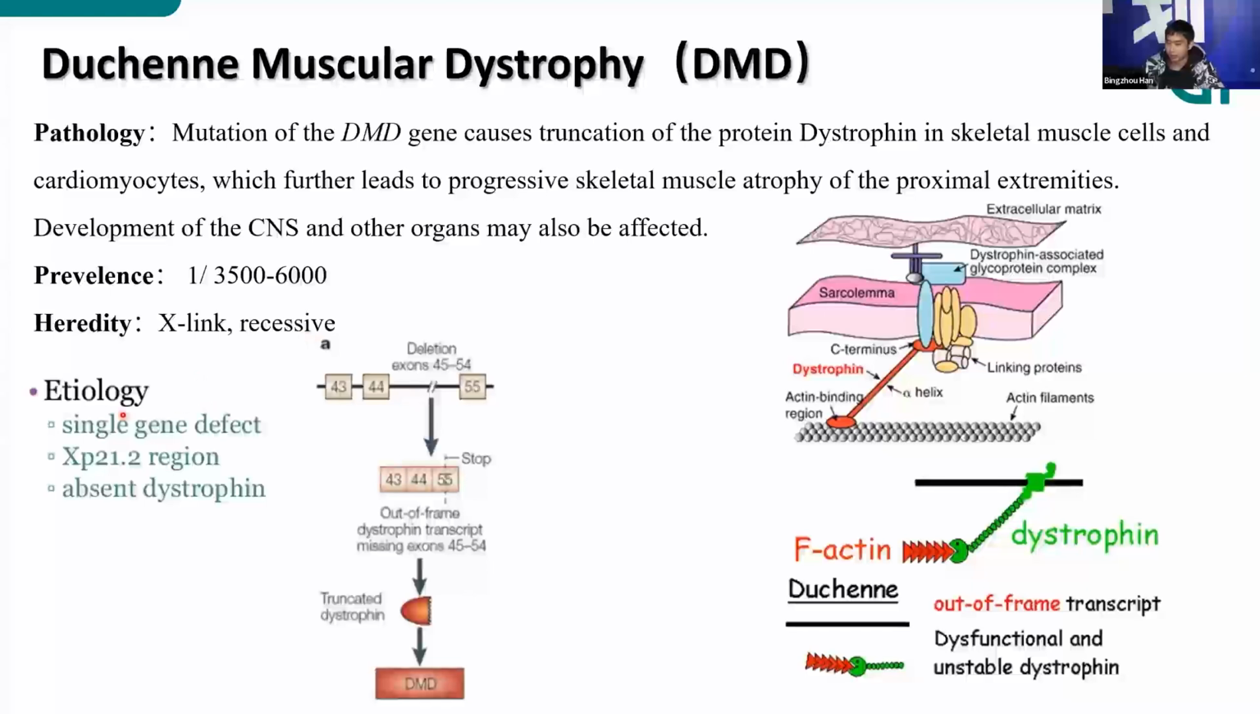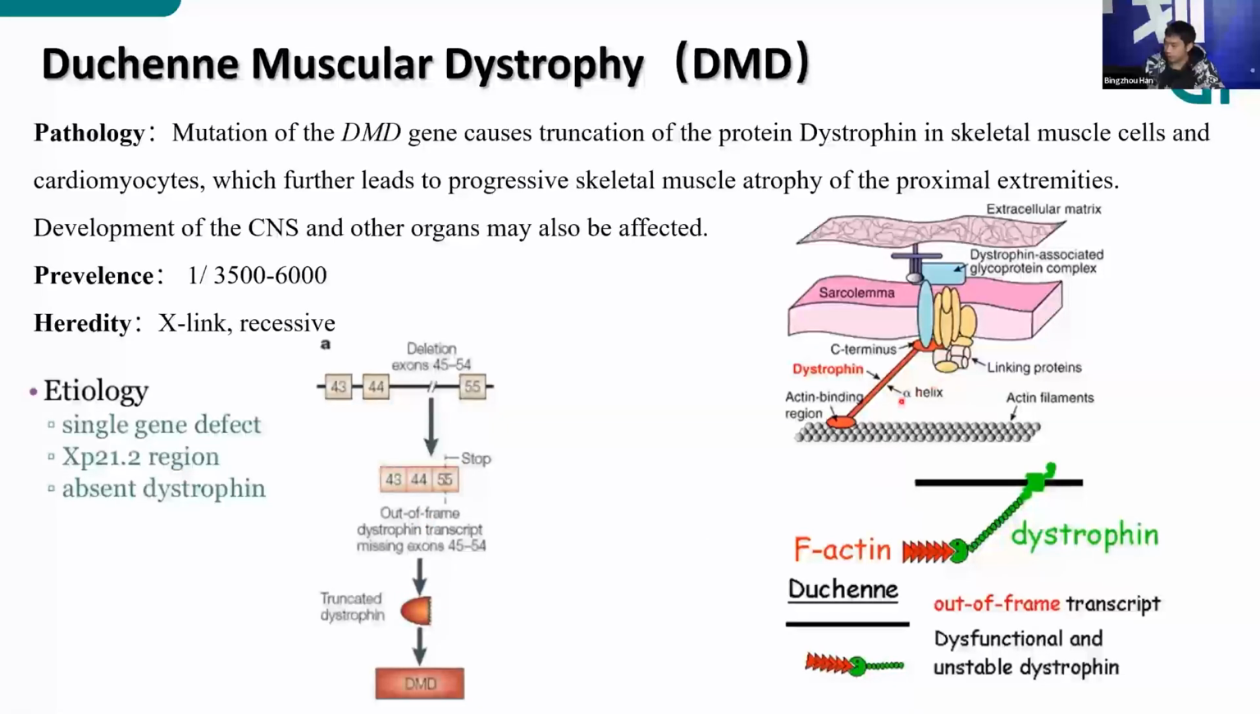So let's briefly see one of the examples of the etiology. In this case, 10 exons are deleted in this DMD gene. If you are familiar with this gene, you know that it is really, really big. It has nearly 100 coding exons. So a simple deletion or simple frame shift mutation may cause out-of-frame dystrophin transcription. That is, it is truncated and this protein will not be functional.